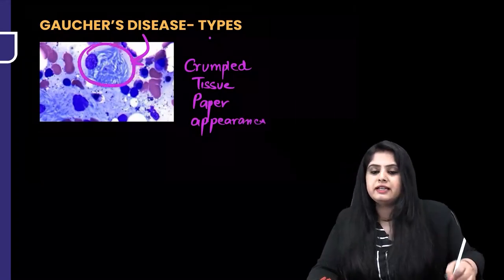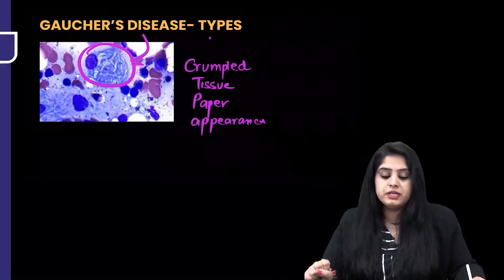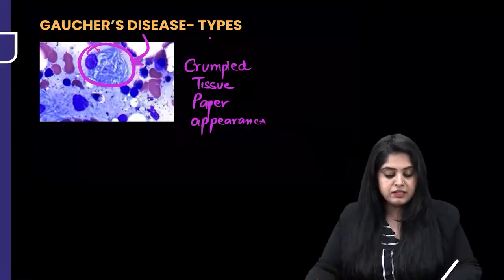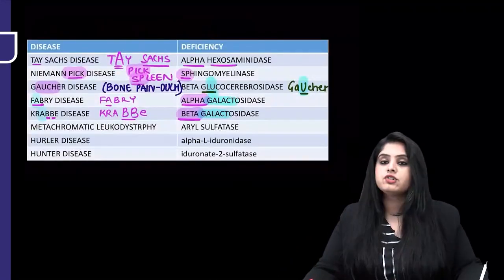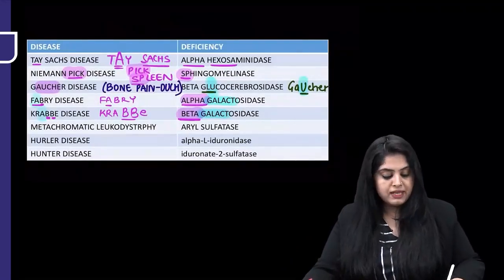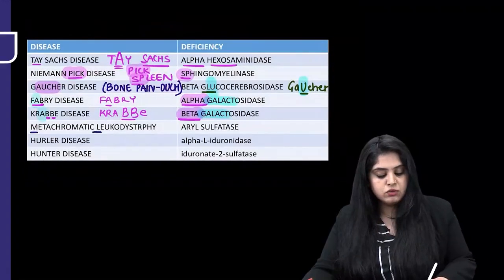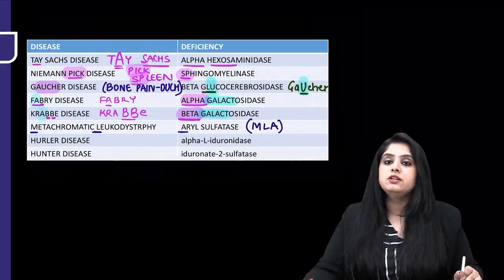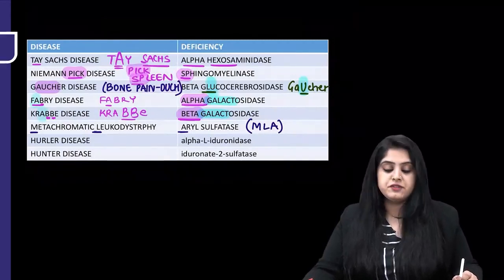You can see those lines, basically how a tissue has been crumpled. So if you crush a paper, you will get those lines in it. That is what you see as the crumpled tissue paper appearance. So Gaucher's is done. Now coming to MLD. What is MLD? Metachromatic leukodystrophy shows aryl sulfatase deficiency. Metachromatic leukodystrophy, aryl sulfatase deficiency.